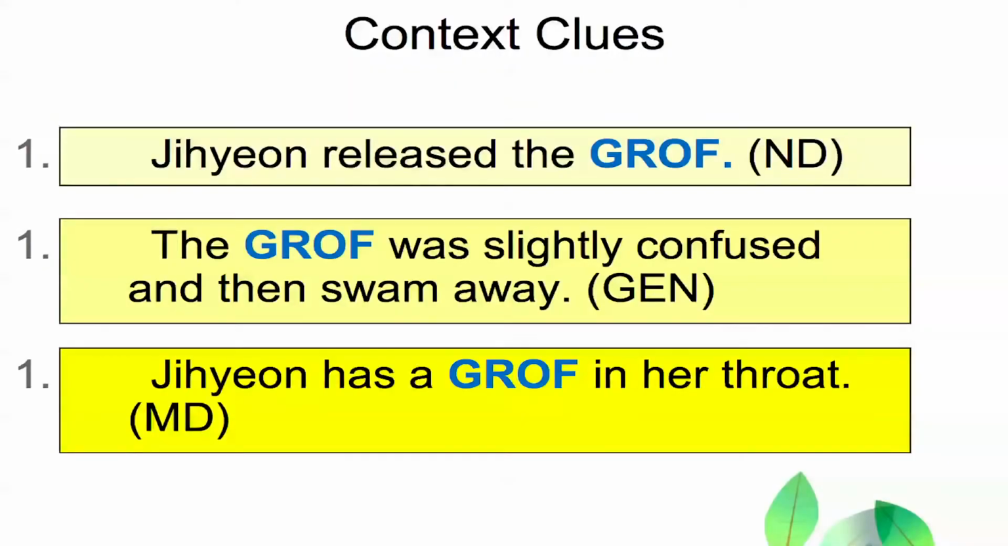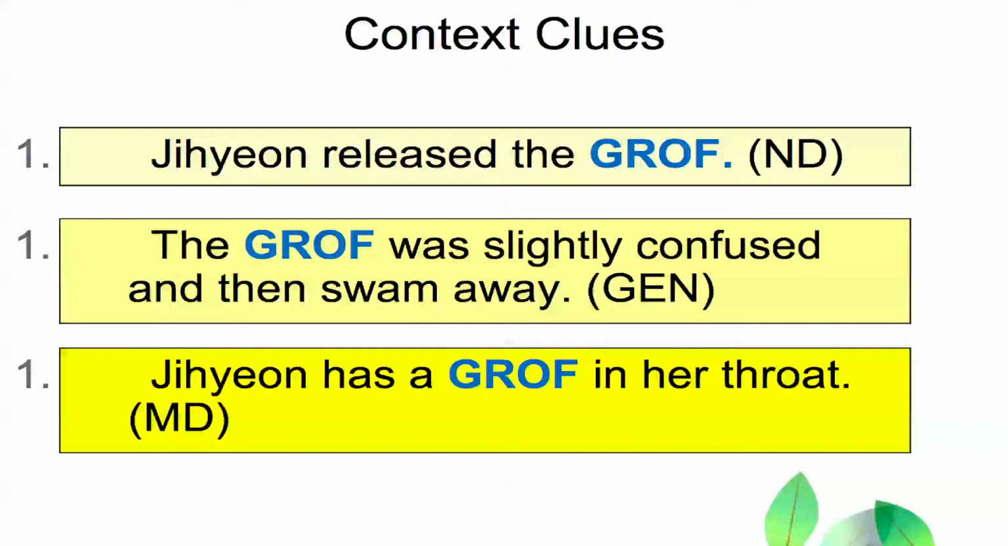Number two, the graph was slightly confused and then swam away. This is known as general context. The context is general enough for you to be able to say that, well, it has to do with aquatic animal, maybe fish, maybe a crocodile, maybe a shark, maybe anything.